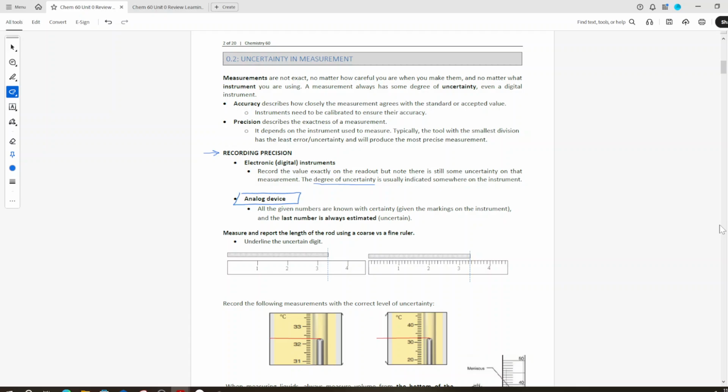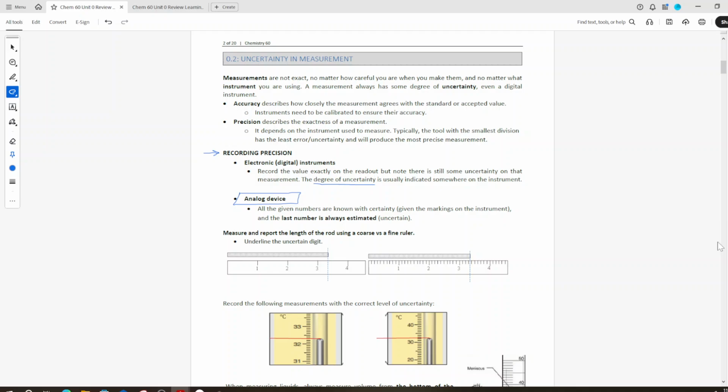What we're going to be focusing on is our analog devices. So I was about to say old school, but they're not old school. You use them everywhere. But ones where they give you division lines. And what's going to happen is you are going to record the last given line, and then you always estimate one pass there. And it is known by any scientist looking at a measurement that all the numbers are precise until the last one, but it's showing the precision of your instrument.